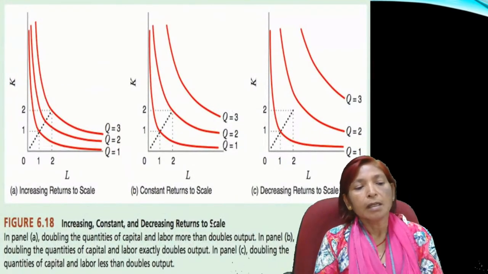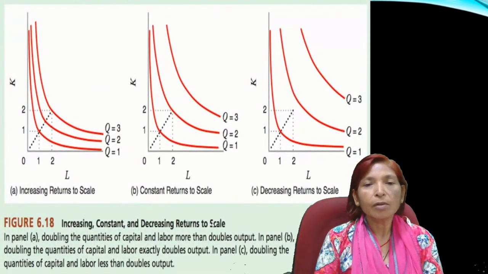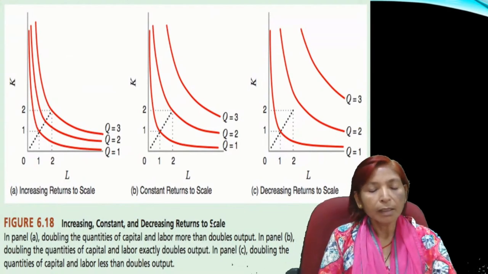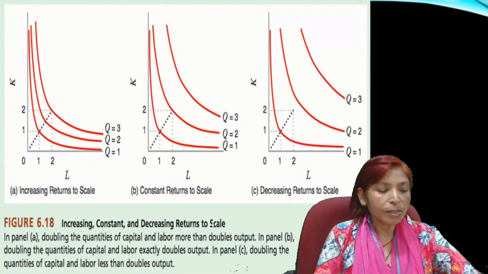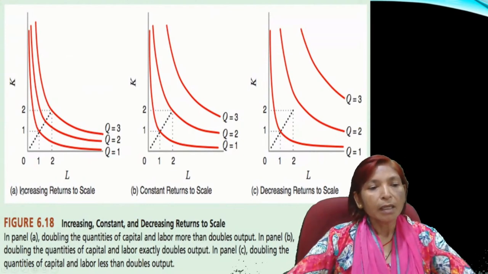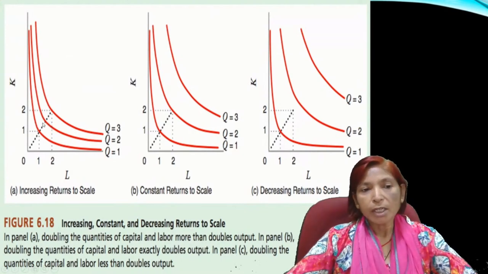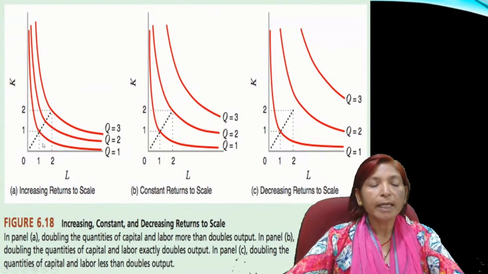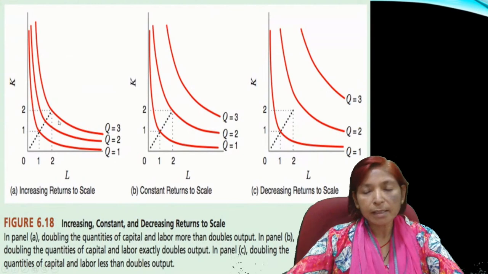Next, there are different scales of production. You know that increasing return, decreasing return, and constant return. There are three types of returns to scale stages. One is increasing returns to scale. At this stage, production in the beginning rises. When we use less input but get more output, that is increasing return.